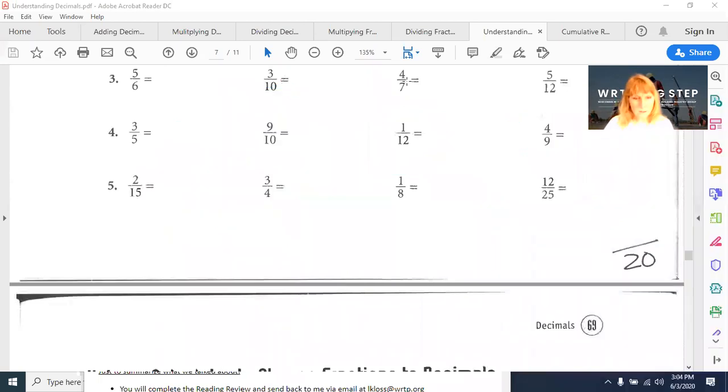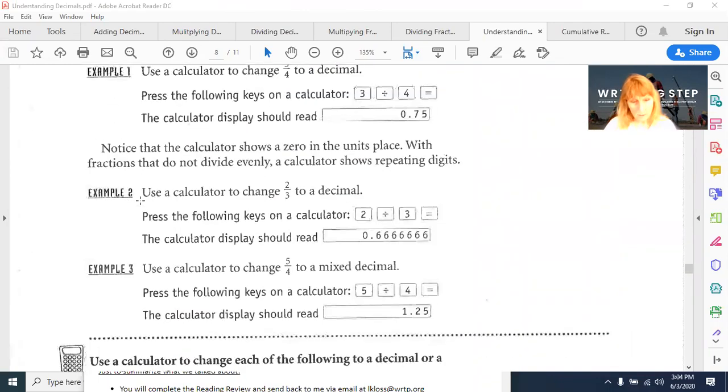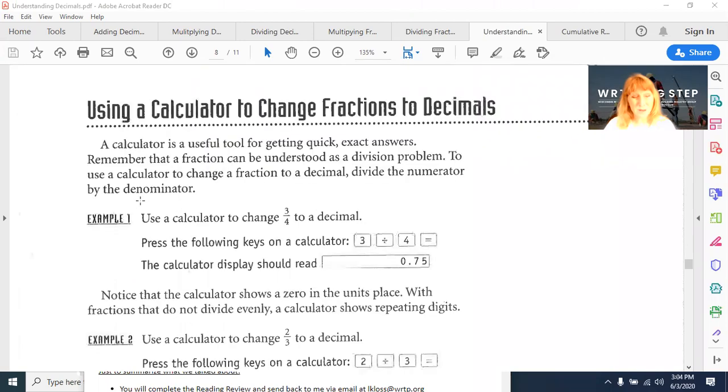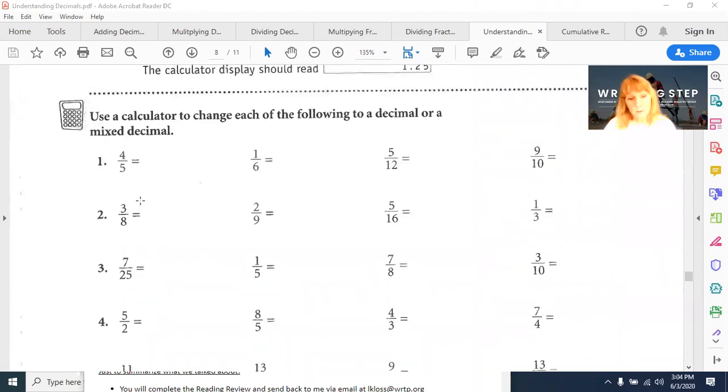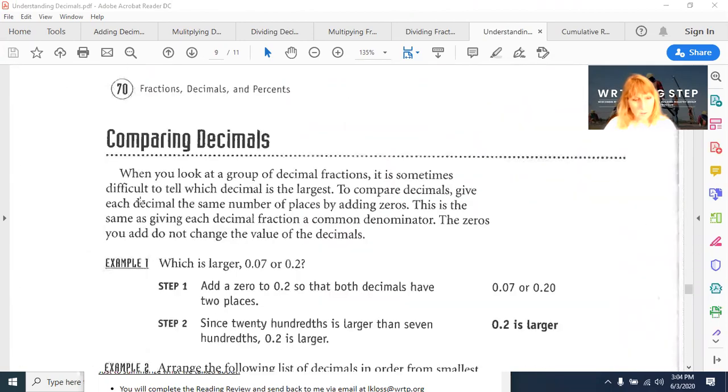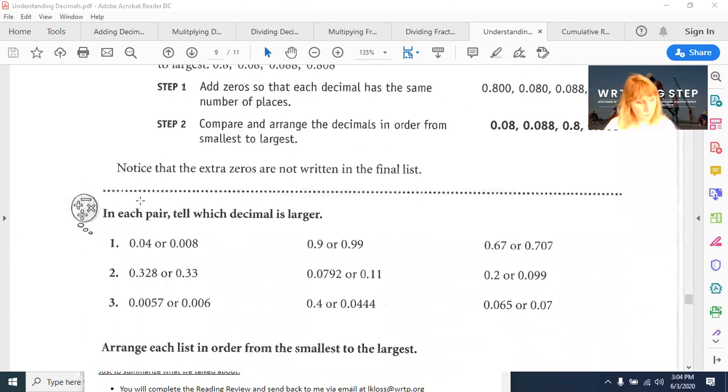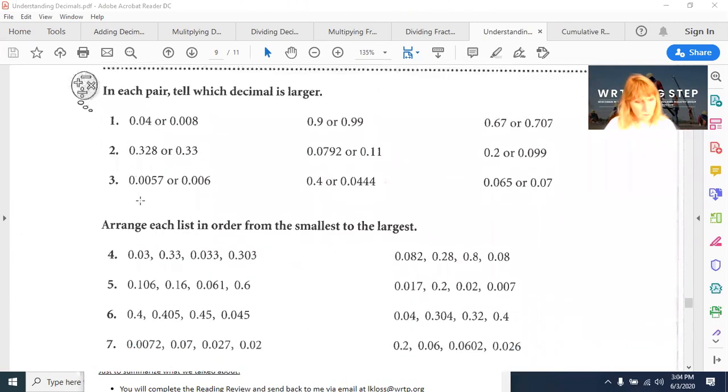Okay, let's clear that. Let's move on then to page 70. This one is just calculator use. Same thing, you're just using your calculator. I'm not going to go over this page. Comparing decimals, we will start with that one. So that's page 70. Let's take a look at number 1.